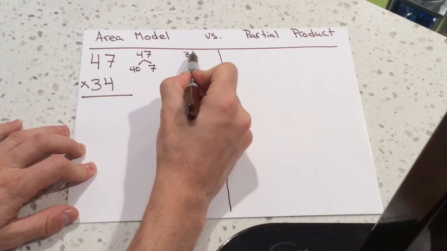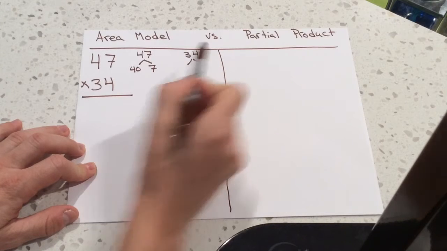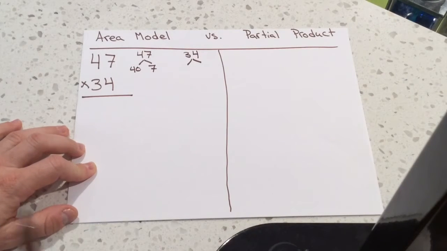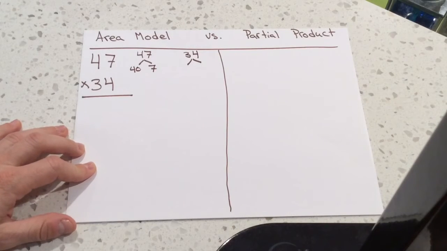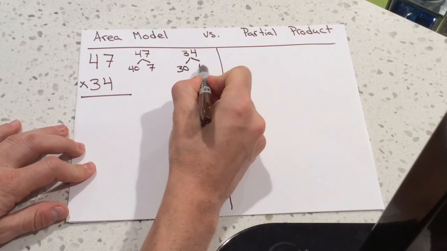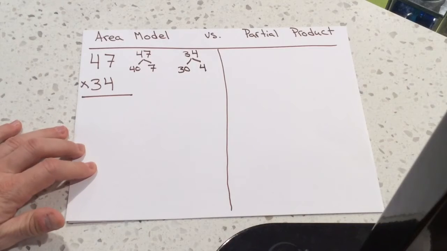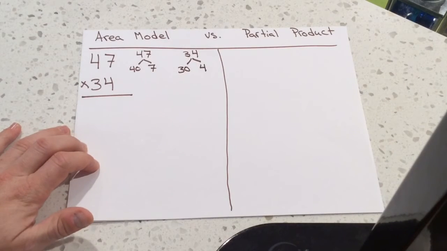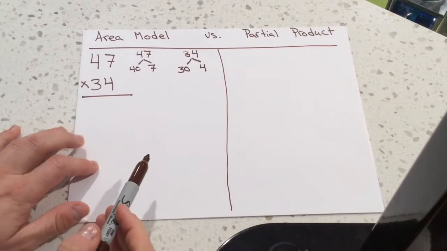We can do that again with the number 34. And again, if we say it slowly, 30 and 4, the two numbers we hear are 30 and 4. It's looking at the value of the digit in each place value.